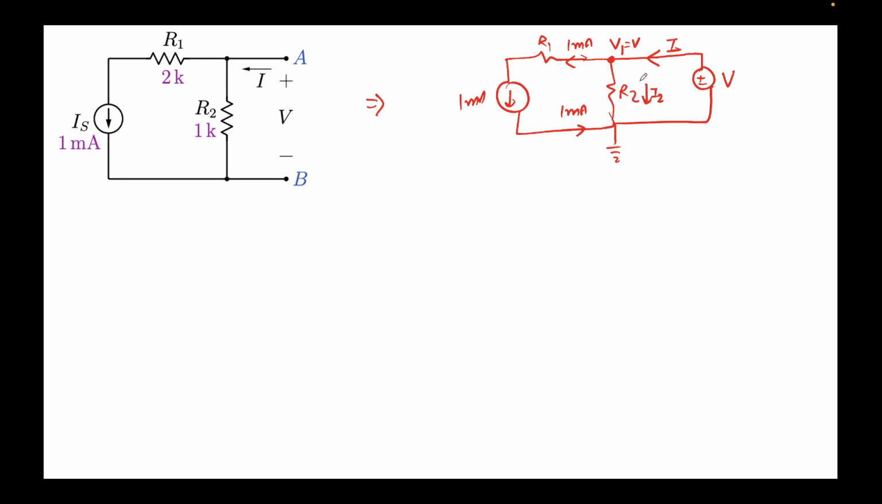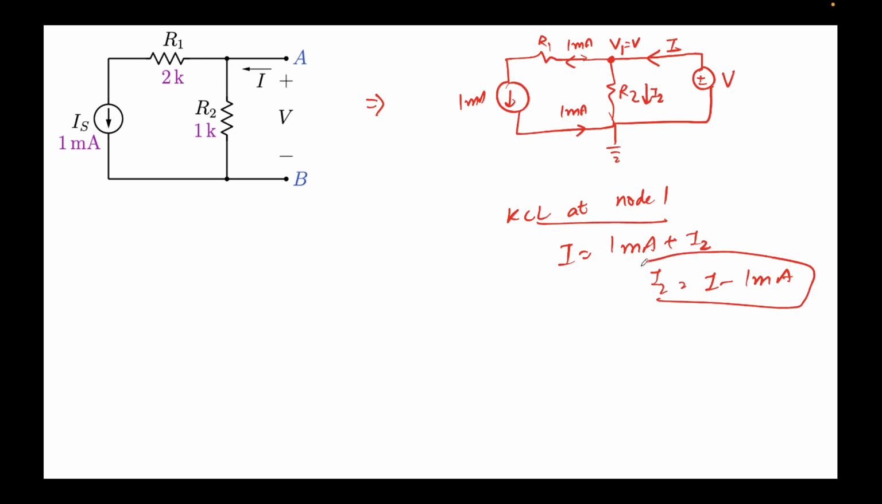Now what I can do is apply KCL at node 1. I'm calling this node 1. The incoming current, which is I, should be equal to 1 milliamp going out, plus this current I2. So I get I2 equal to I minus 1 milliamp. This is the first expression.